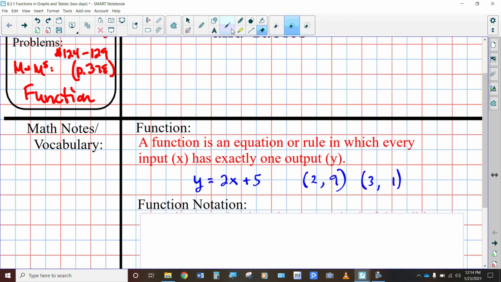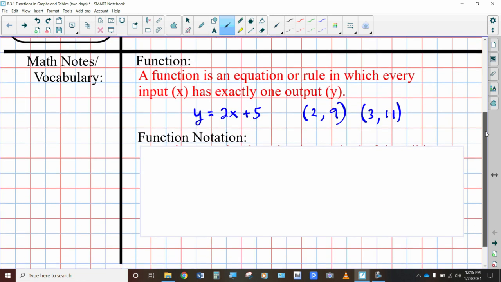Let me fix that one. I don't like that. That's much better. So this is an example of a function. And you probably remember hearing me refer to these as linear functions throughout the year without us really fully going into what makes a function a function. This is what makes a function a function: exactly one output for every input that you put in.